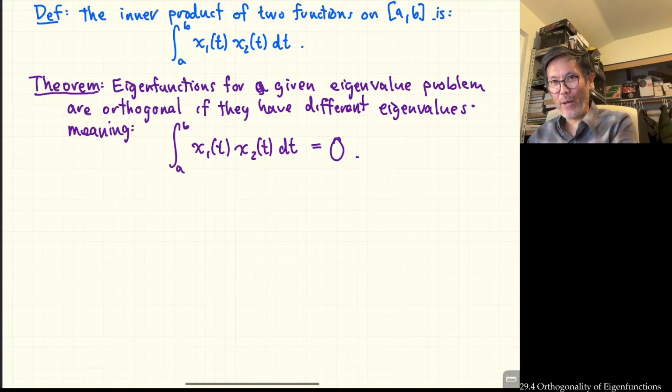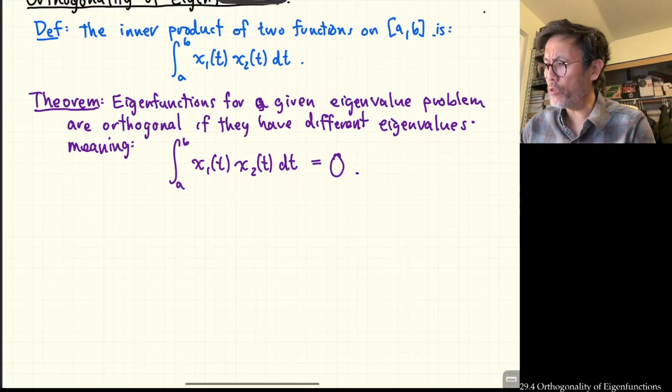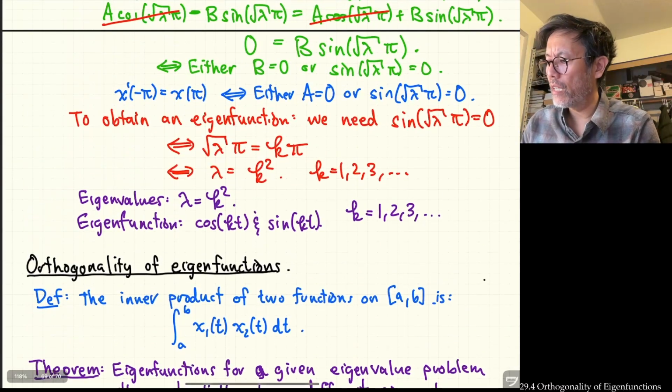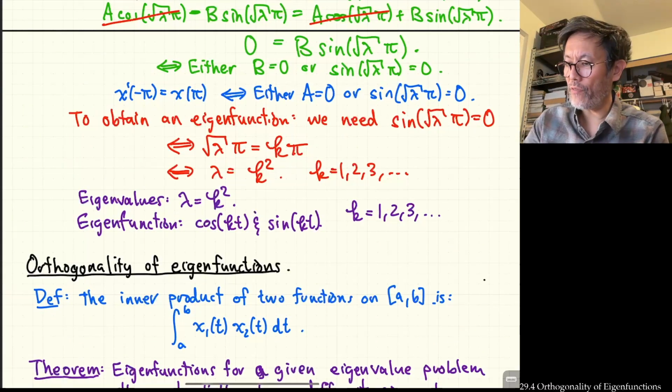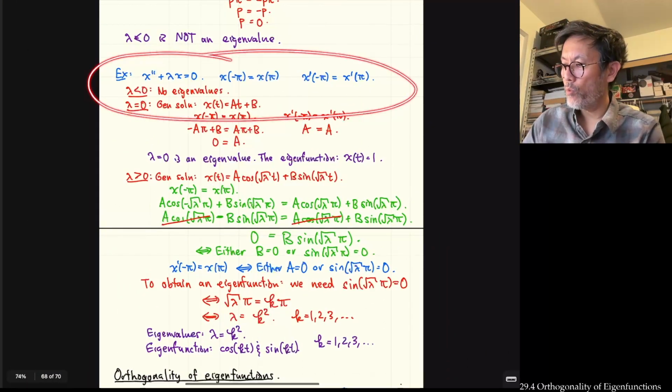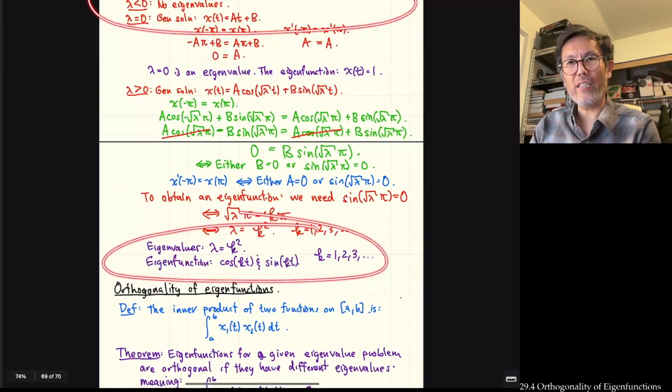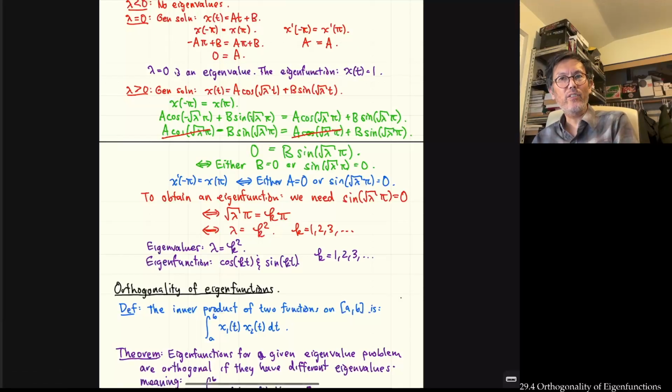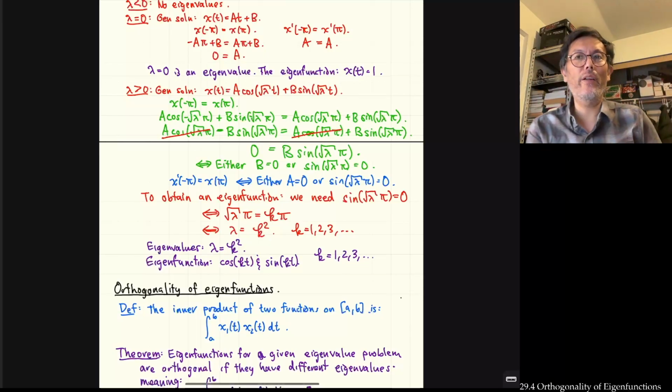Now, what's heavy about this, if you take that seriously, and you should, because it's very useful, is that for this particular eigenvalue problem, we actually have infinitely many eigenfunctions. Two for each positive integer. That's an infinite number. And I'm saying that they are all at right angles to one another.